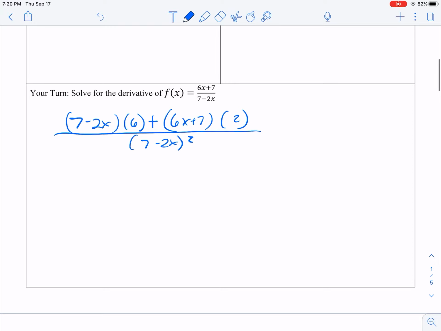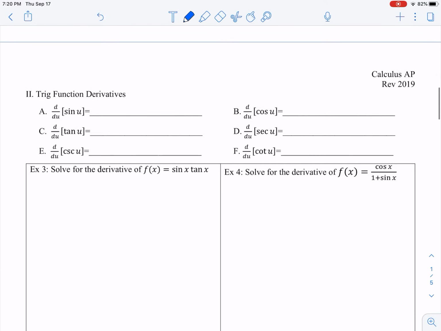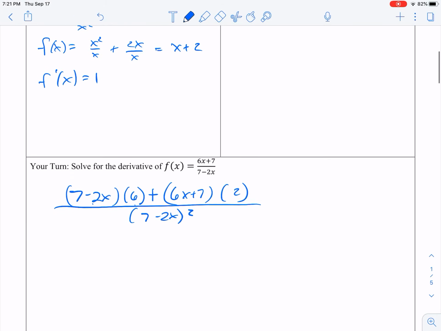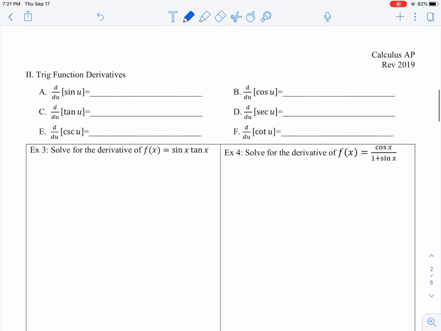Okay? All right, that's all there is to that. Just remember, low d high minus high d low over low squared. We can even add that up here. Let's do it. Low d high minus high d low over low squared. Trig function derivatives.